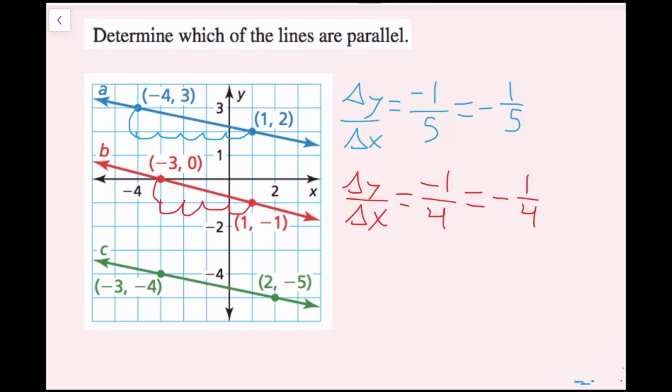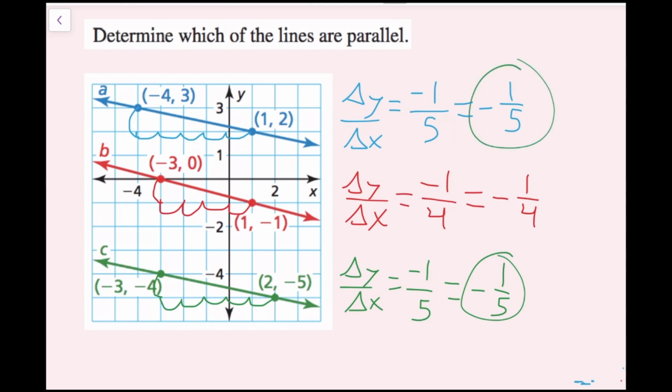And last, I'm going to do the green line, line C. So I will start at this point. I'm going to go down 1, and then I'm going to go right 1, 2, 3, 4, 5. So once again, my change in y over change in x is going to be -1 over +5, which is the same as -1/5.